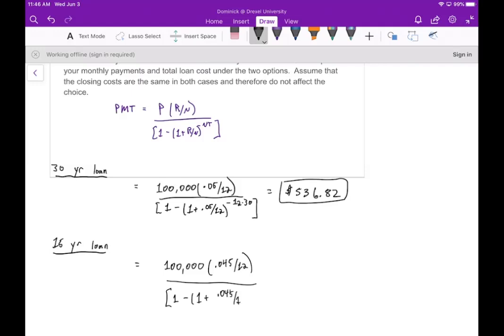0.045 over 12, and now this is for 15 years, so minus 12 times 15. All right, oops, I cleared it out, so I'm gonna have to do it again anyway. So 100,000 times now 0.045 divided by 12. And then we're dividing that entire expression by 1 minus, parenthesis, 1 plus 0.045 divided by 12, close that, and then raise that to the minus 12 times 15. And here we'll get that our monthly payment is $764.99.